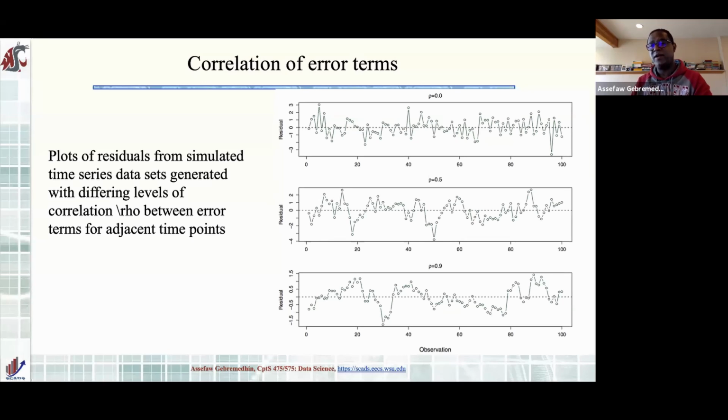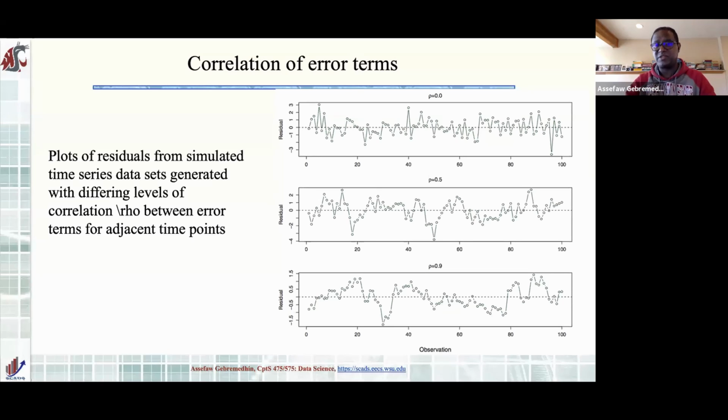The three plots are for a factor rho that shows you when there is no correlation, when there is half a correlation, and when there is a 0.9 correlation. And you can see that when the correlation is 0.9, the points that are close by are very close to one another. You have to adjust for this. You have to deal with this.